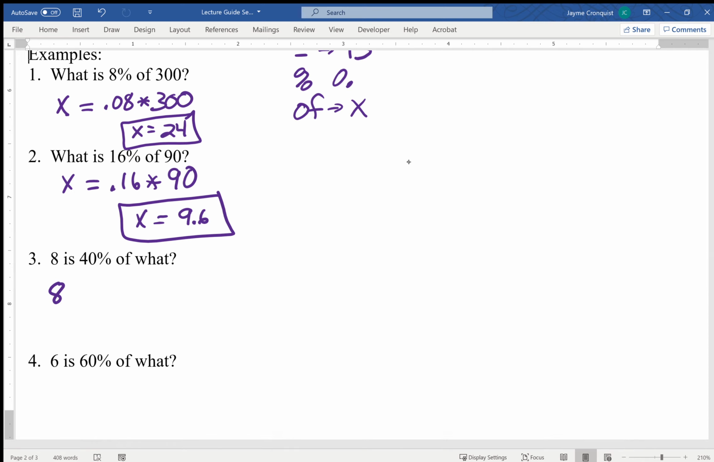8 is 40%, so 0.4 of what? So I'm going to divide both sides by the 0.4. 8 divided by 0.4 is 20. So the answer is 20.